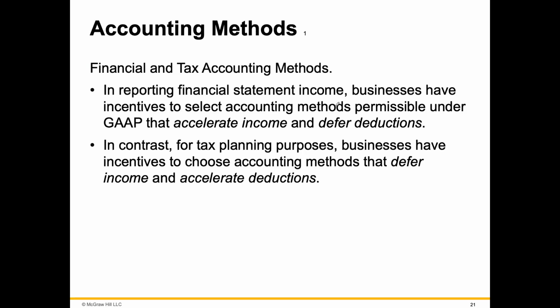Financial and tax accounting methods. In reporting financial statement income, businesses have incentives to select accounting methods permissible under GAAP that accelerate income and defer deductions. In contrast, for tax planning purposes, businesses have incentives to choose accounting methods that defer income and accelerate deductions.